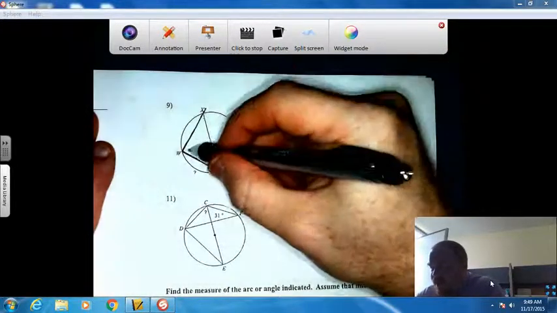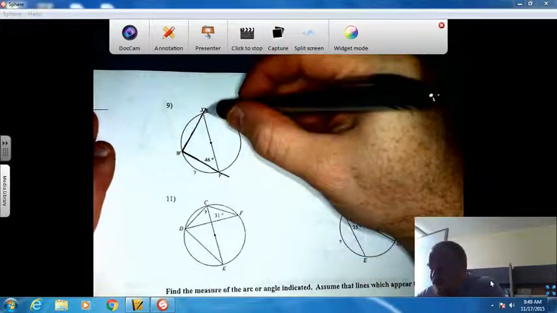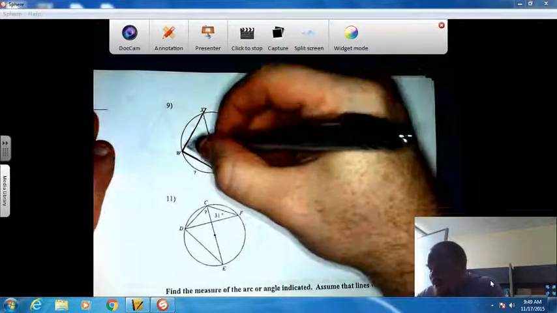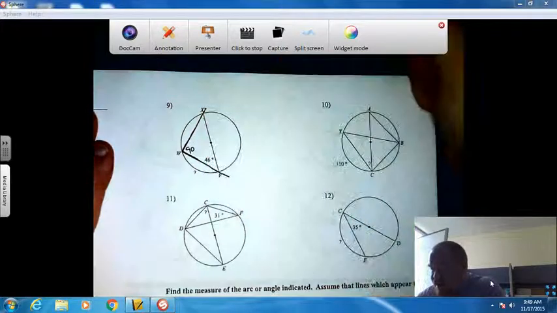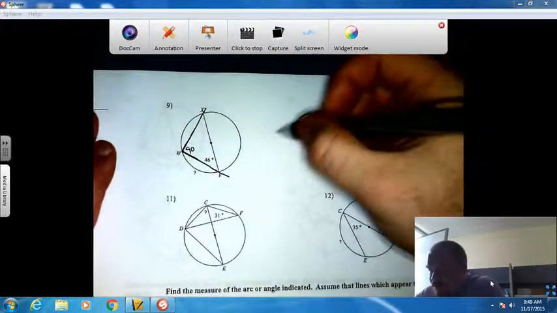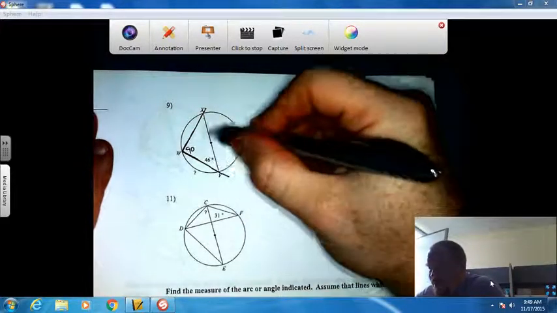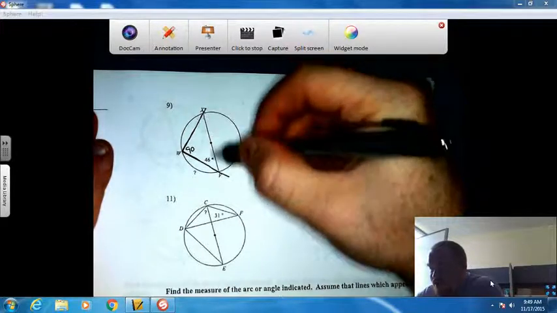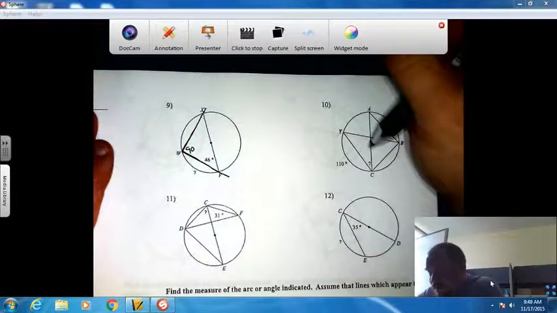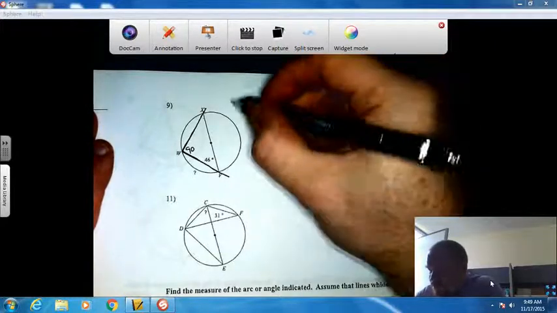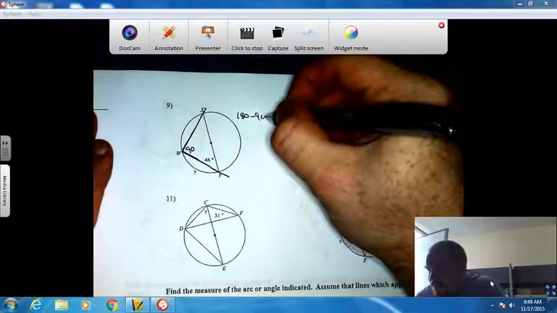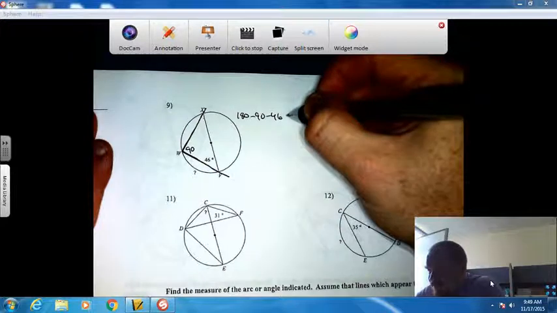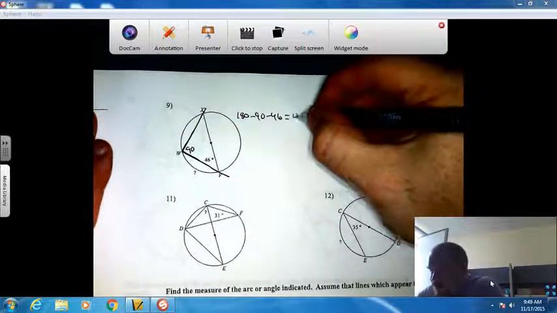And the angle is half the intercepted arc. So if that's 180, that means this angle here is 90. So now, because this is a triangle, I know these three add up to 180. So 180 minus 90 minus 46, that is 44 degrees.